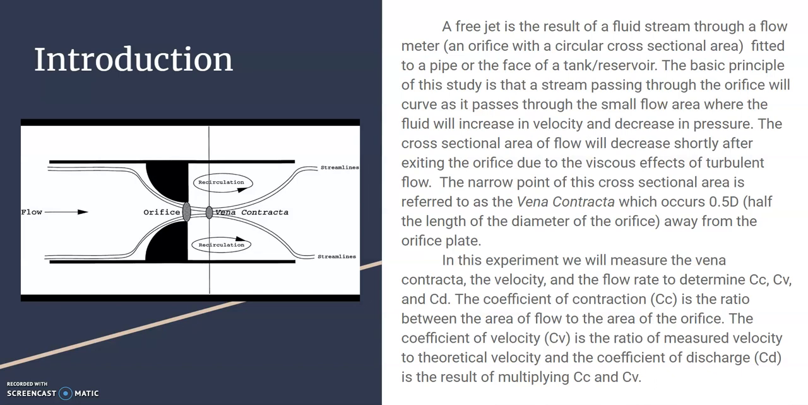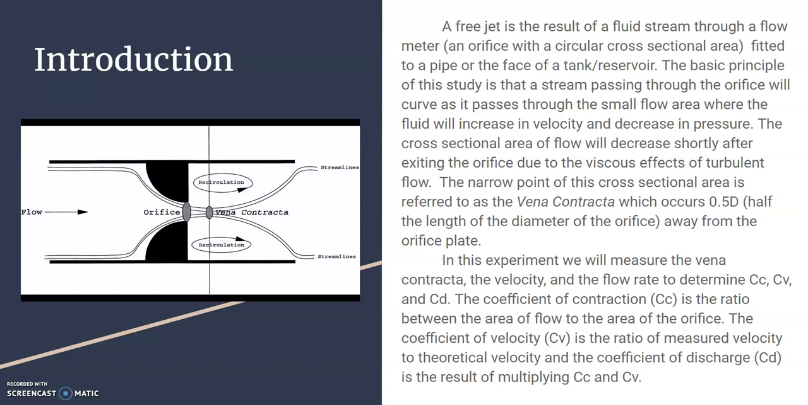stream shortens. The cross-sectional area of flow will decrease shortly after exiting the orifice due to the viscous effects of turbulent flow. This narrow window through which the stream passes is called the vena contracta, where, as shown in the following diagram, the flow narrows through the orifice and it narrows further before expanding. This vena contracta usually occurs half the diameter length away from the orifice surface.